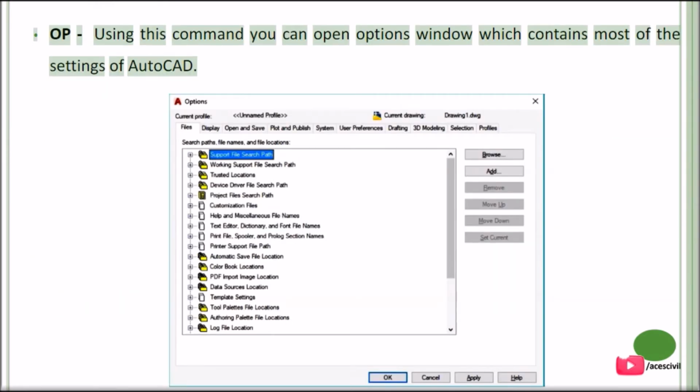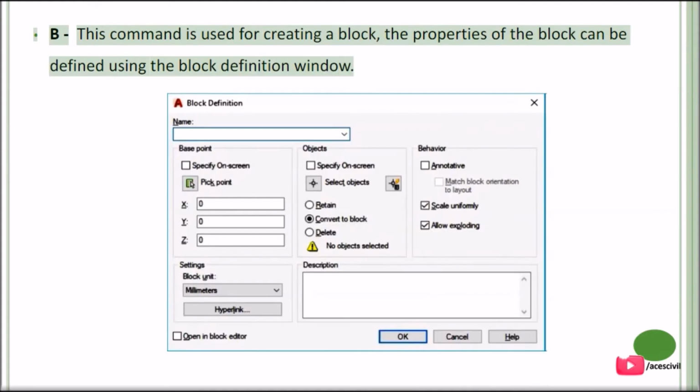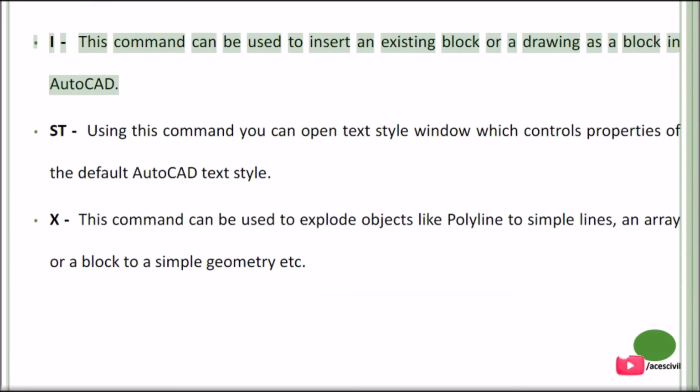Using this command you can open options window which contains most of the settings of AutoCAD. This command is used for creating a block. The properties of the block can be defined using the block definition window. This command can be used to insert an existing block or a drawing as a block in AutoCAD.